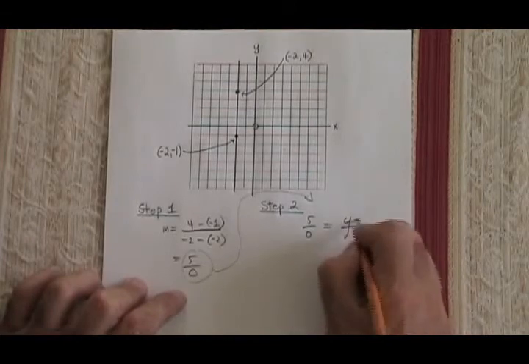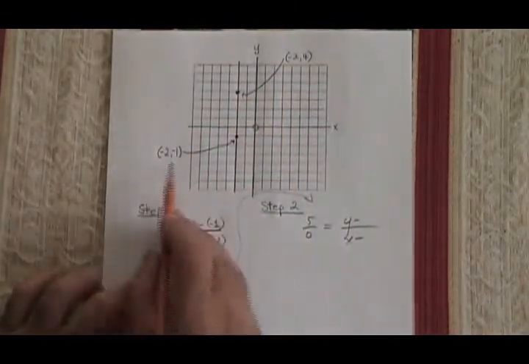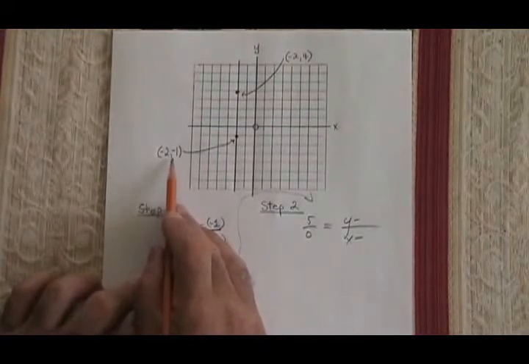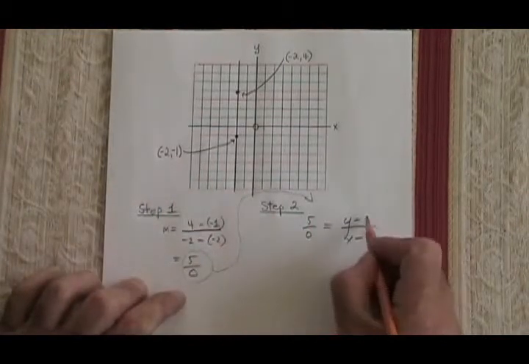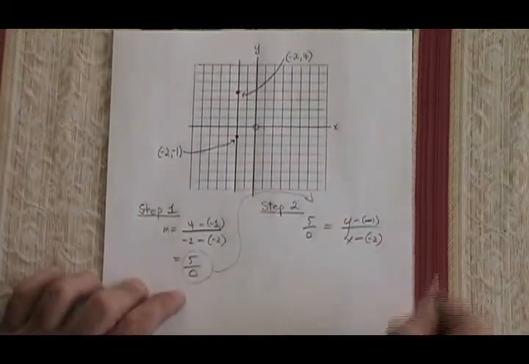I put my y minus and my x minus. And then I take one of the points, whichever one I want. This time I'm going to use this point here. So my y is negative 1, and my x is negative 2.